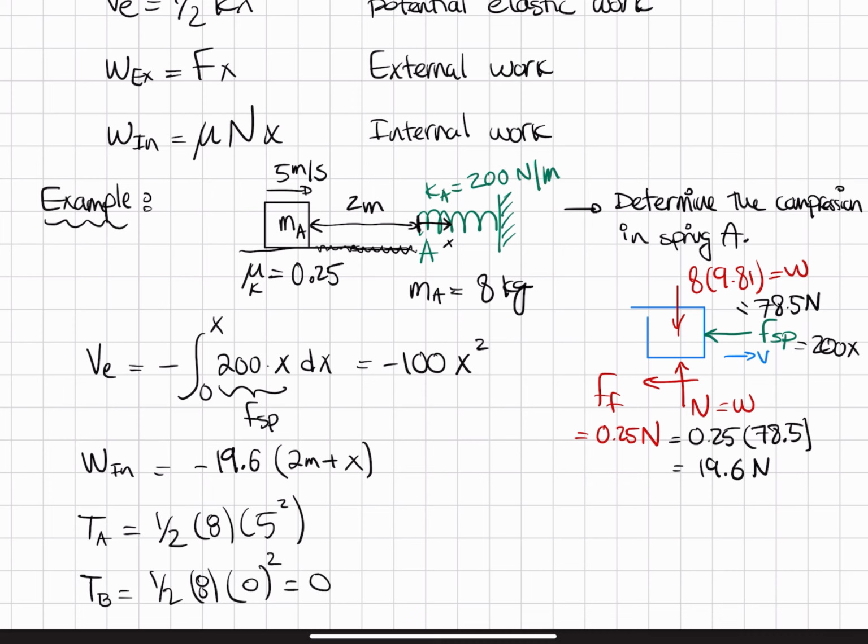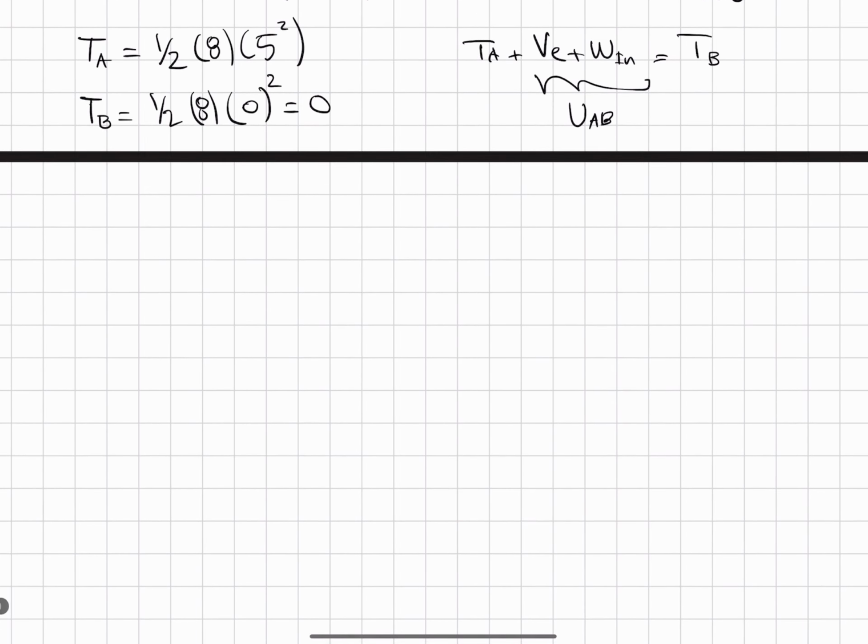And lastly, we have to put everything together. We have TA plus VE plus W internal is equal to TB. And down here, we call this UAB, all the work that's done from A to B. So we put all of this together, and we're going to the new page. We'll end up with 100 x squared plus 19.6 x minus 60.7 is equal to 0. And you have a quadratic equation.